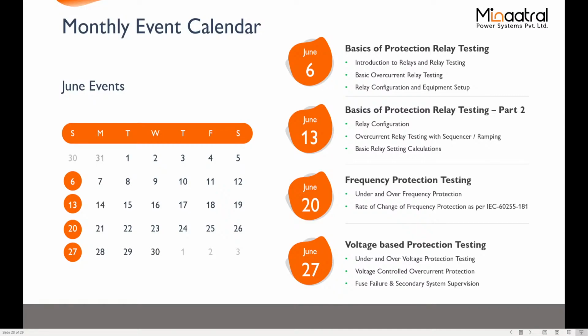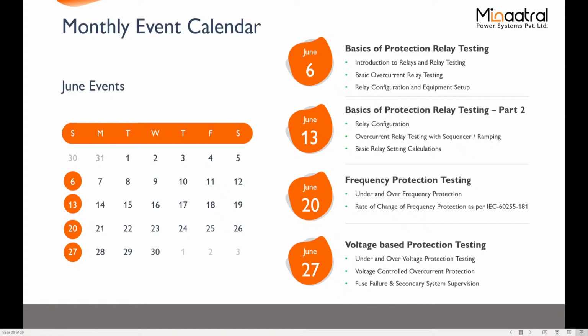And next week on the 13th, we will be having part 2. That is, we'll be going a bit more deeper into relay configuration, and we will try to test the same protection function along with modules such as state sequencers, such as ramping. We'll also be looking a bit more into relay setting calculation, like how do you actually calculate these relay settings.